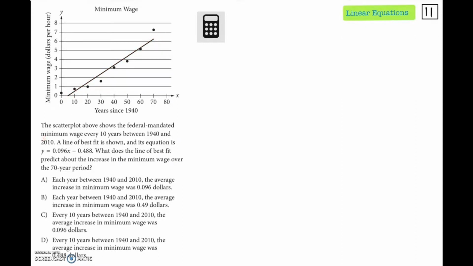So the scatter plot above shows the federal mandated minimum wage every 10 years between 1940 and 2010. A line of best fit is shown, and its equation is y equals 0.096x minus 0.488. What does the line of best fit predict about the increase in the minimum wage over the 70-year period? And then we've got these 4 options.